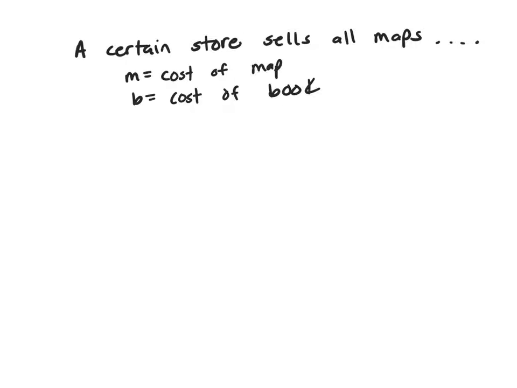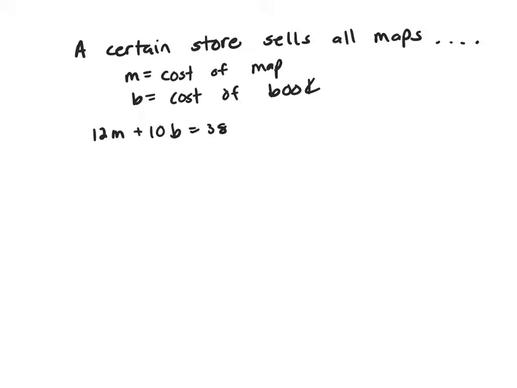We're trying to figure out how much less a map sells for than a book. I've listed M and B to be the cost of each one respectively. On Monday, the store sold 12 maps. So if I multiply 12 times M, that's how much was spent on maps. And they sold 10 books, that's the amount spent on books, for a total of $38.